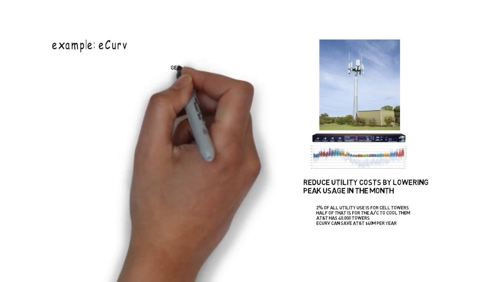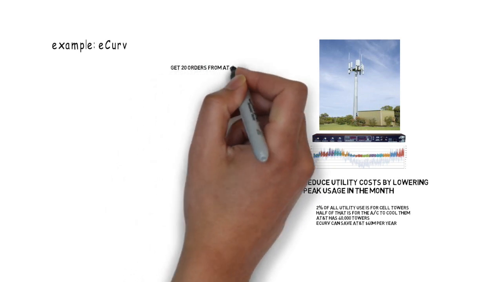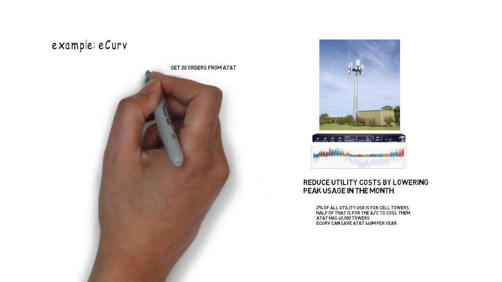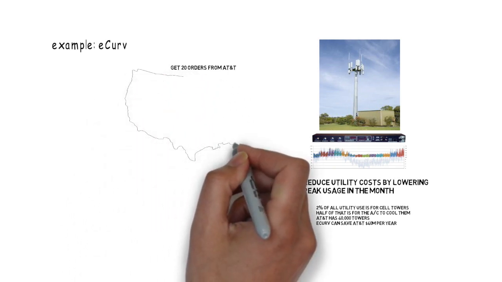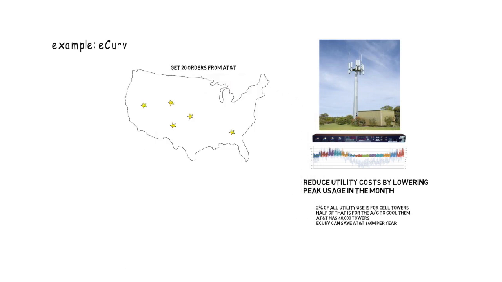So he went to management with his invention and made the first sale. They bought 20. They asked him to place them around the U.S. and test them in live situations for a year. The year went by, and the systems worked perfectly.